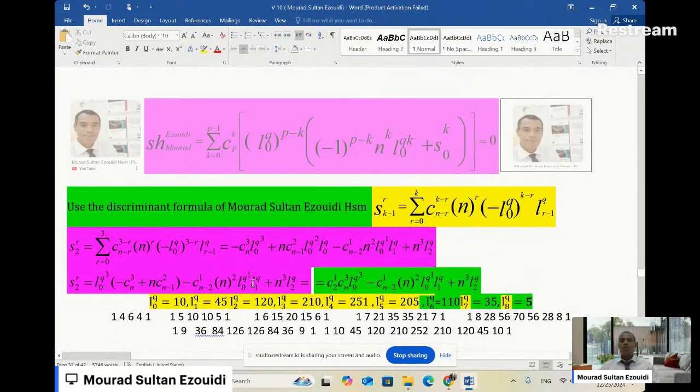To find S2, learners, you should put K equal to, in my theorem, S subscript K minus 1 over R equals the sum from 0 to K of combination n minus R choose K minus R, n raised to the power R between parentheses, times L0 for Q raised to the power K minus R times L R minus 1 over Q. After making your expansion, you will get S2 written in its simplest form, which is equal to combination 2 choose 1 times combination n choose 3 times L0 for Q minus combination n minus 2 choose 1 n squared times L0 for the Q times L1 plus n cubed times L2.